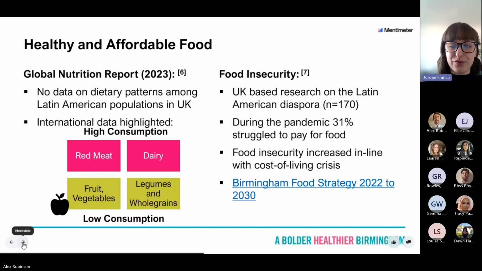So, for example, on average, only 55% of the daily target for fruit consumption was typically met in Latin American countries, with an average of 111 grams of fruit intake per day.